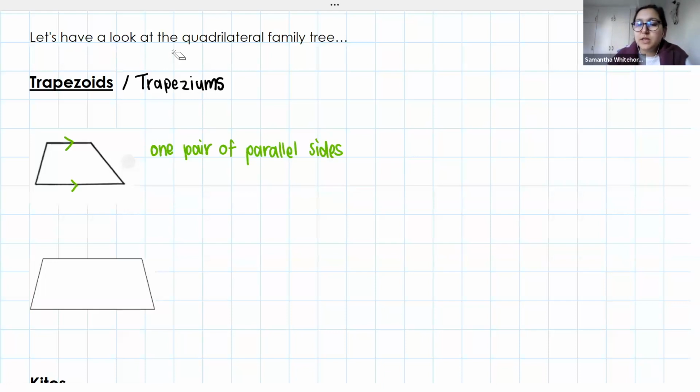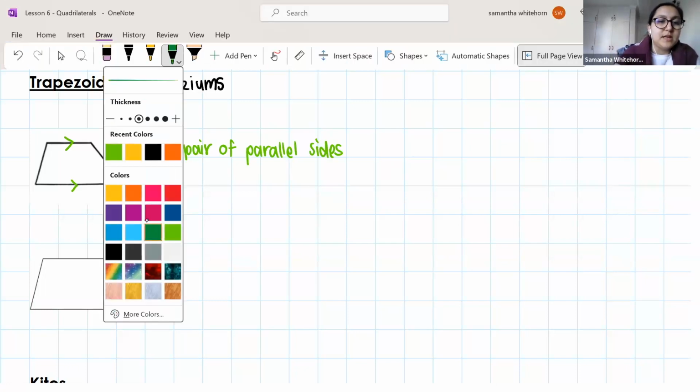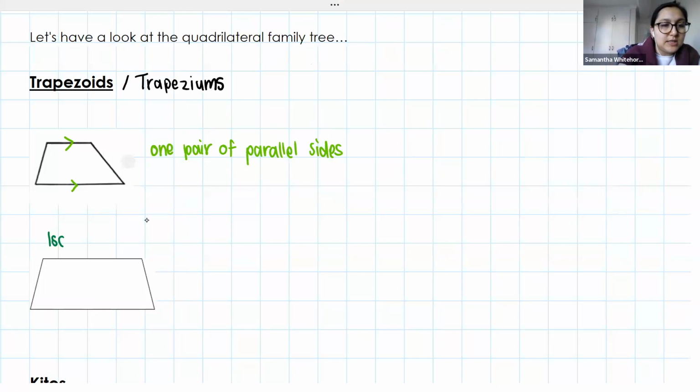So there's not too much we need to know. Yes, we can definitely go and say sides aren't equal, angles aren't equal. That's all absolutely fine. But the really important characteristic we need to know is that there's one pair of parallel sides. Now we do get a special type of trapezium, which is called an isosceles trapezium.